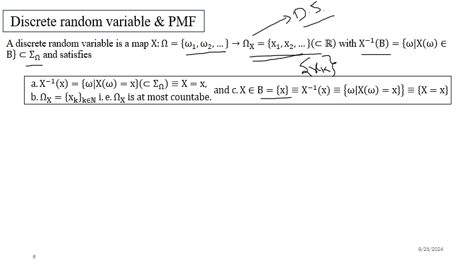For the sake of simplicity, we are supposing that B contains a single term of the sequence. Call it x. What does it mean? x belongs to B. B contains a single term of the sequence. Then what would be X inverse of B? That means X inverse of x. It would be the collection of all those omega which are mapped to x. Are you getting the meaning of this or not?